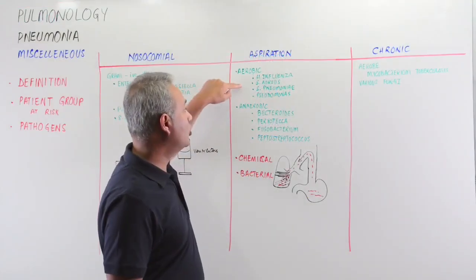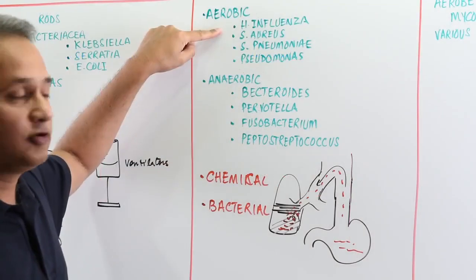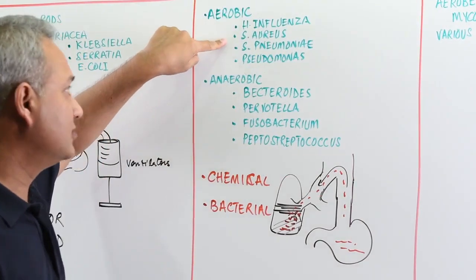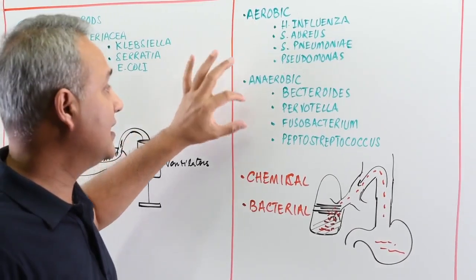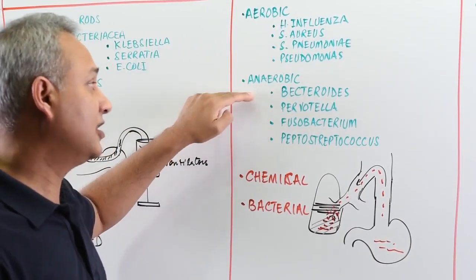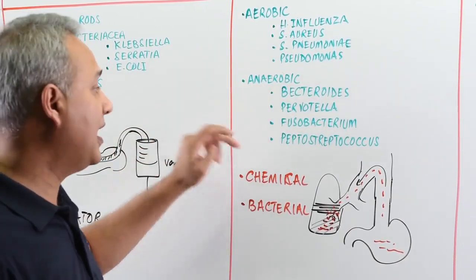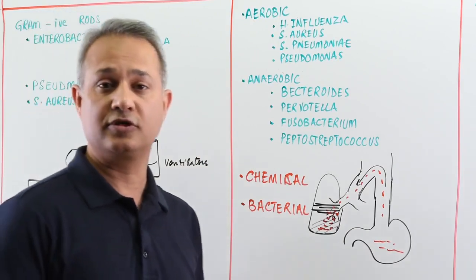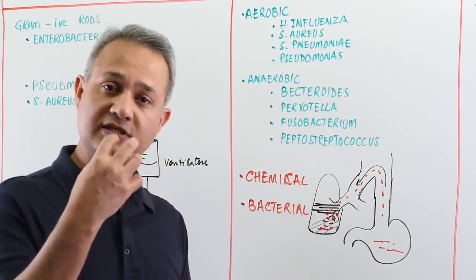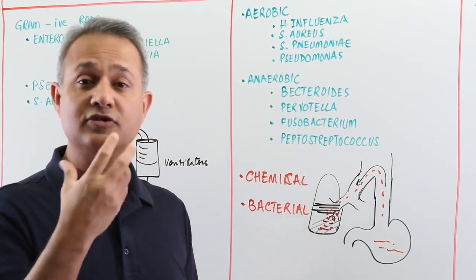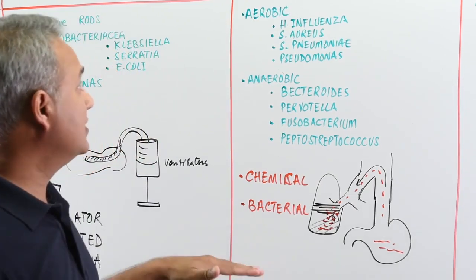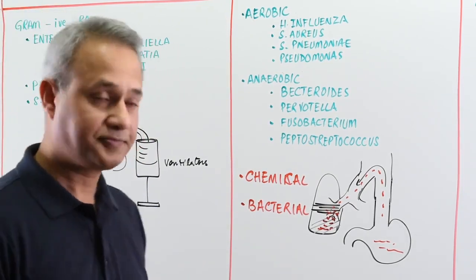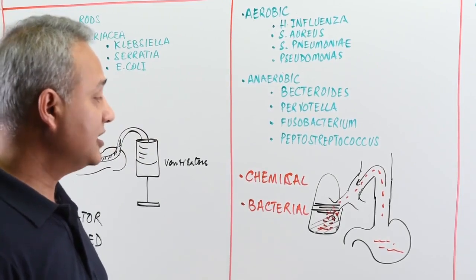Okay, so what are the oral flora? Haemophilus influenzae is there, Staph aureus is there, Streptococcus pneumoniae, Pseudomonas. Then in anaerobic, Bacteroides are there, Prevotella, Fusobacterium, and Peptostreptococcus. These are the pathogens that are present here and they can go in. Of course, some fungi are present here as well, so these can also go in. So that is the aspiration pneumonia.